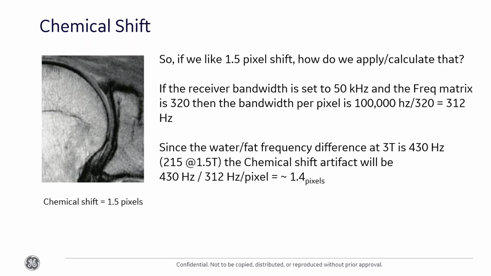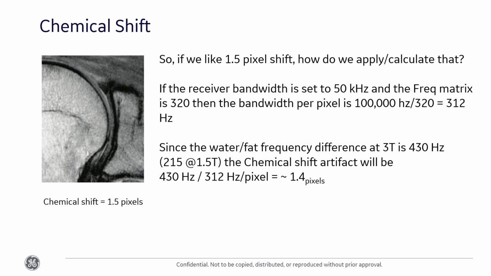So let's say that we've decided we like a 1.5 chemical shift as a nice balance between signal to noise and acceptable image quality. Now there's a complicated way to calculate this, or there's a very simple way that GE does it for you that I'll show you in a couple of slides. But the longer way to work this out, for this example, if you have a receiver bandwidth of say 50 kilohertz, now remember this is 50 kilohertz either side of the center frequency, and the frequency matrix is 320, then the bandwidth per pixel is calculated as 100,000 divided by 320, which comes to 312 hertz per pixel.